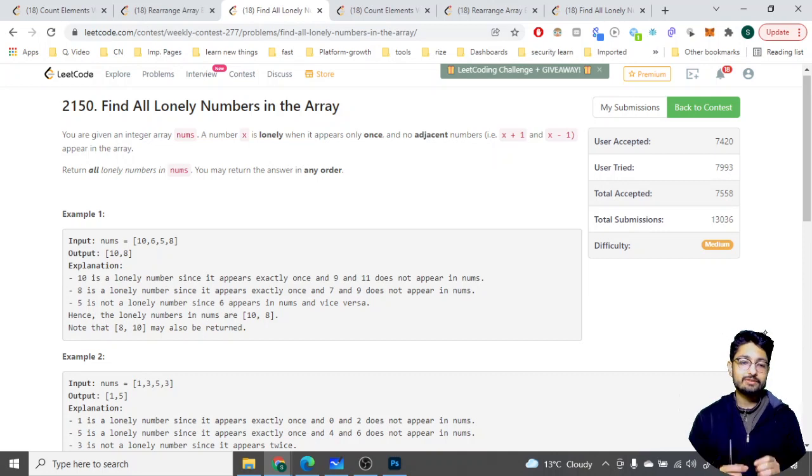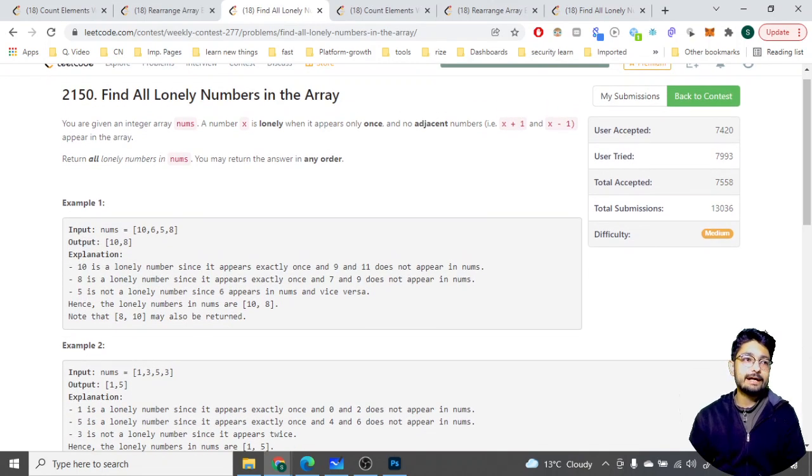You're given an integer array nums. A number x is called lonely when it appears only once, that is one of the conditions, and no adjacent numbers, that is x plus 1 and x minus 1, appear in the array. So the number should appear only once, and neither x minus 1 nor x plus 1 should appear in that array. Print all the lonely numbers in the array. That is the whole problem.